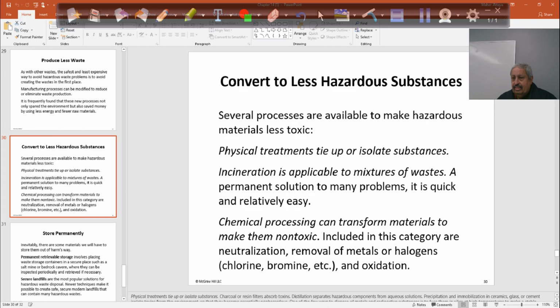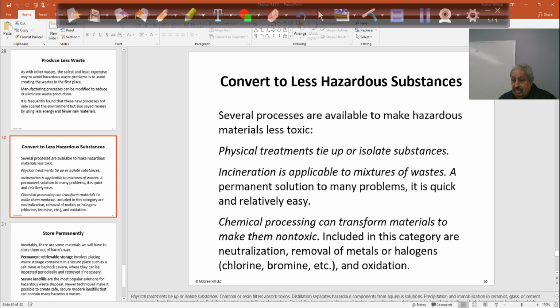Convert to less hazardous substance. Several processes are available to make hazardous material less toxic. Physical treatments tie up or isolate substances. Combustion is applicable to a mixture of waste, a permanent solution to many problems. It's quick and relatively easy, but it always has this problem of polluting the air with the toxic material.